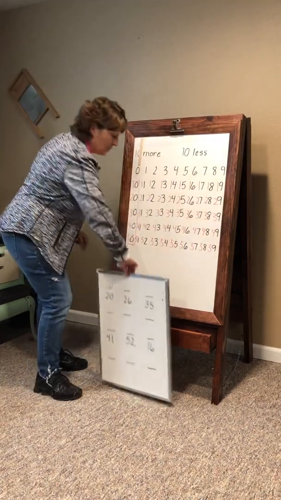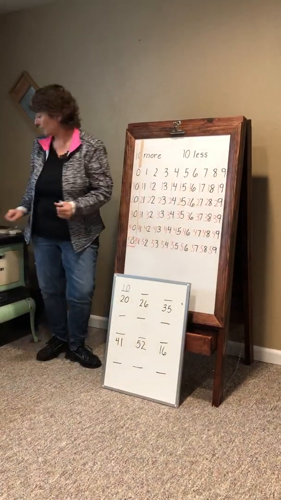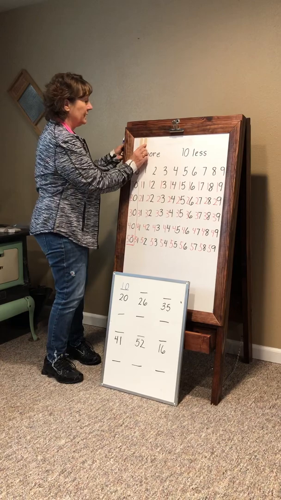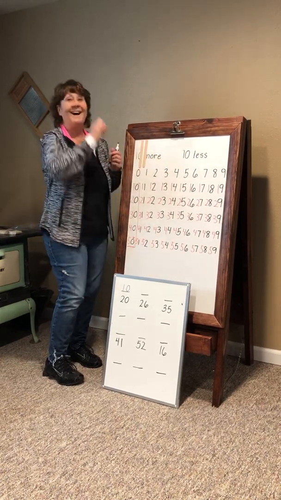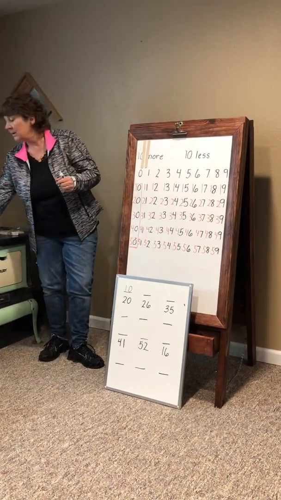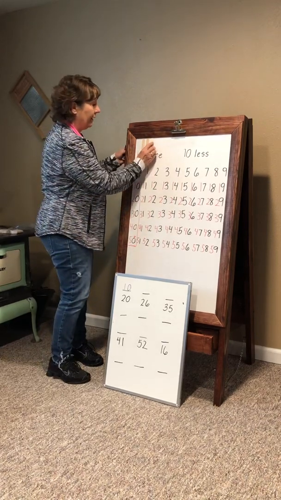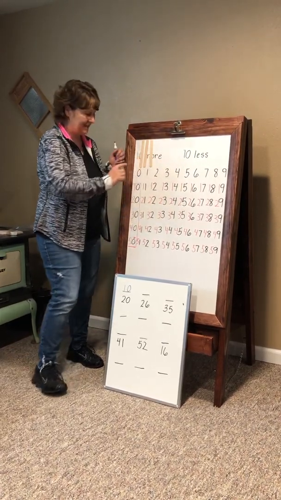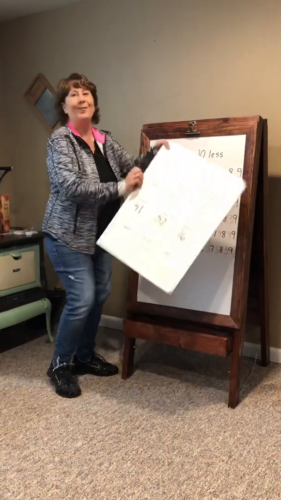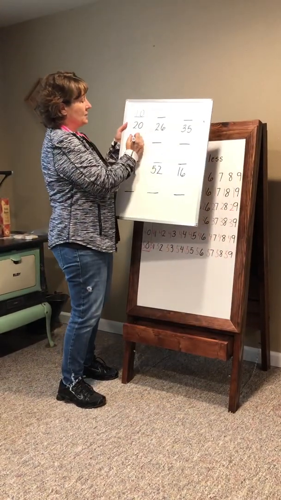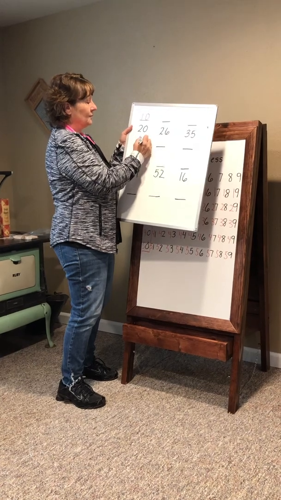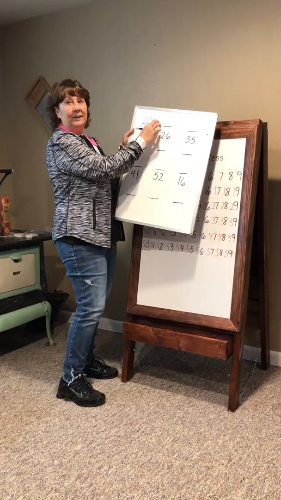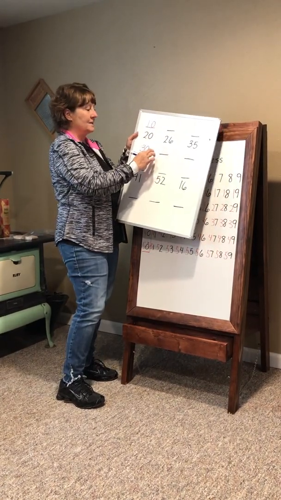Now we're going to go back to our 2 10s, which is 20, and we're going to add 10 more this time. And so now we have 1 10, 2 10s, 3 10s, which is the same as 30. So here's our 30. 10 less than 20 is 10, 10 more is 30.